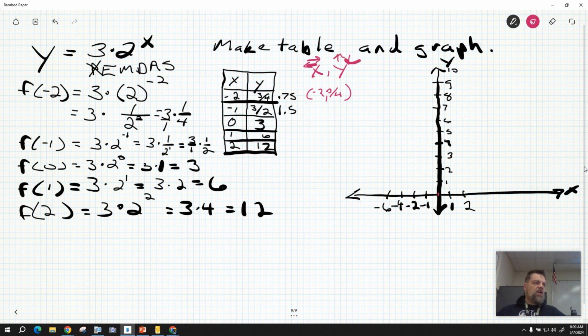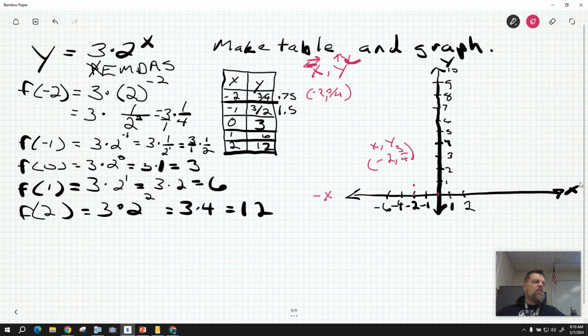Okay, so I'm going to go 1, 2 in the -x direction. Then I'm going to go up 3/4 of the way. So it's not quite 1, it's about right here. So that's my point, -2, comma, 3/4. X, comma, y. Remember, the x-axis goes left to right, the y-axis goes up or down.